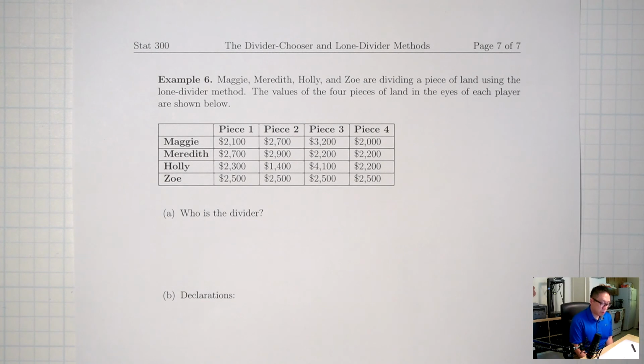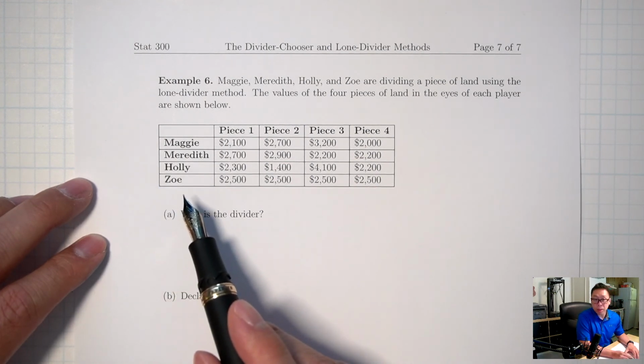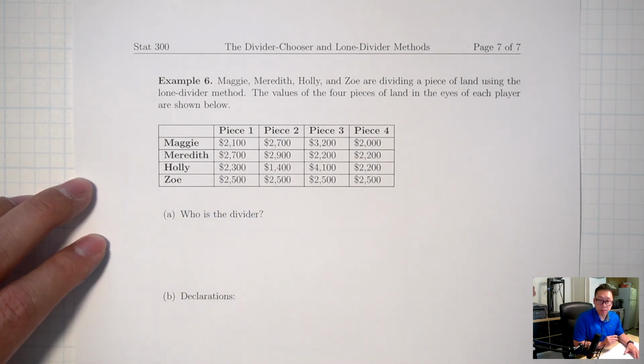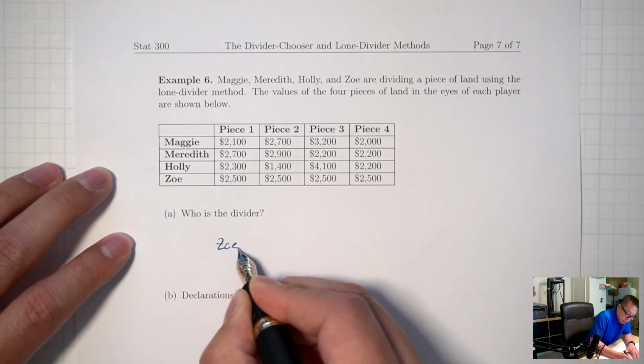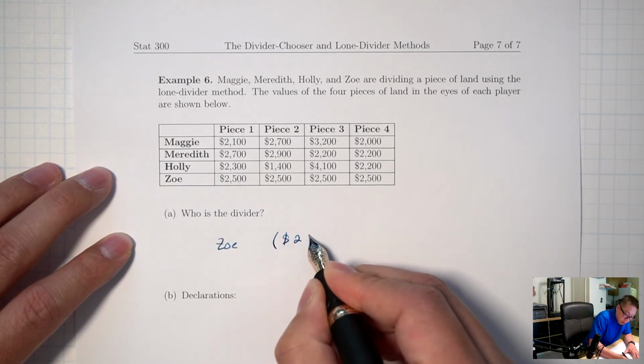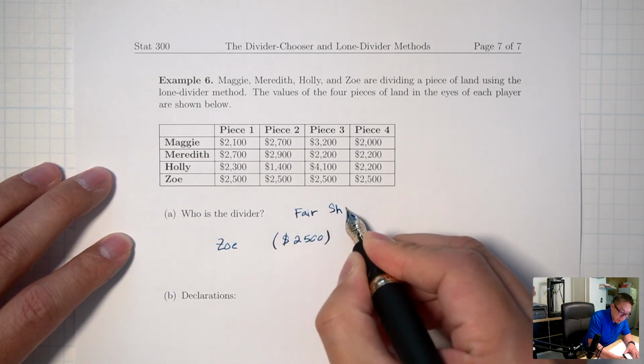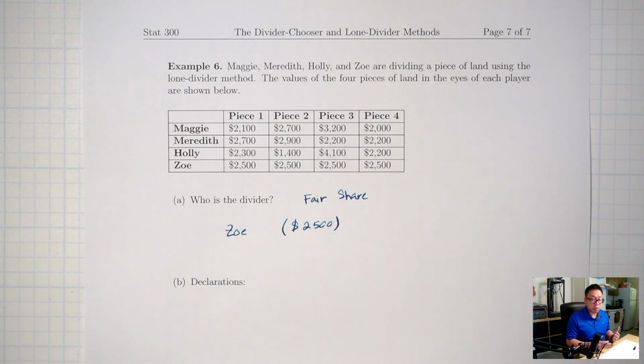One last example. Same situation, we have 4 people sharing land. First question is, who is the divider? Look for the person who valued each piece exactly the same. Zoe. Zoe valued each piece 2,500, so Zoe is the divider. I'm going to make note of her value on each piece, because that's important. That's the fair share number for everybody. Everybody deserves $2,500 worth of land or more.